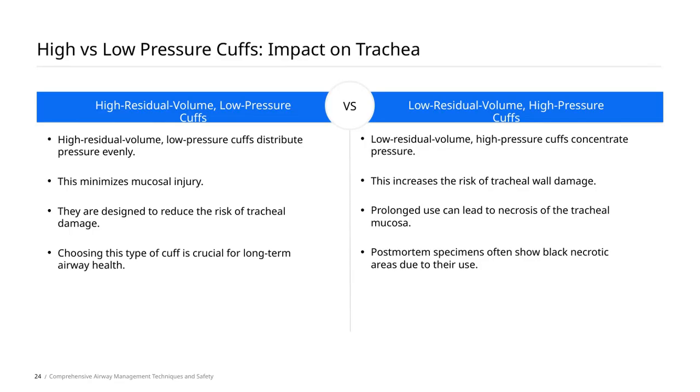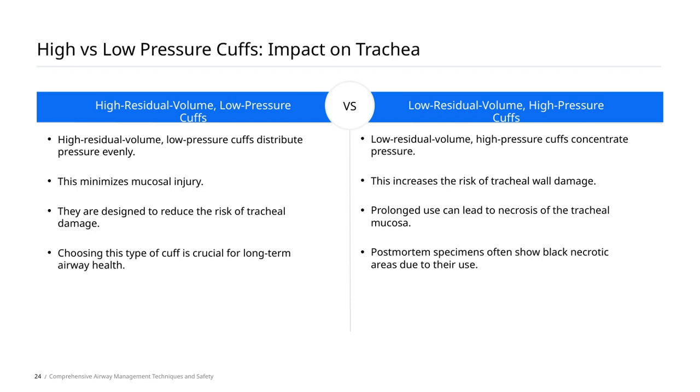Let's take a closer look at the impact of different cuff types on the trachea. Here, we see the comparison between low residual volume, high-pressure cuffs and high residual volume, low-pressure cuffs. First, with low residual volume, high-pressure cuffs, the pressure is concentrated in a small area. This can significantly increase the risk of damaging the tracheal wall because the pressure is not evenly distributed.